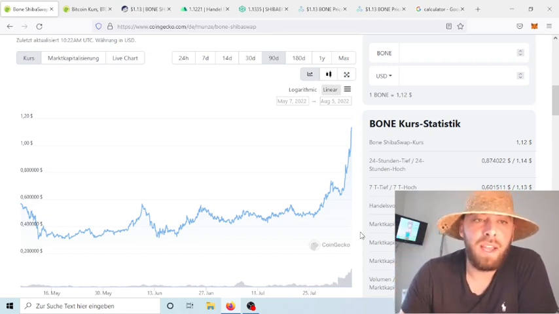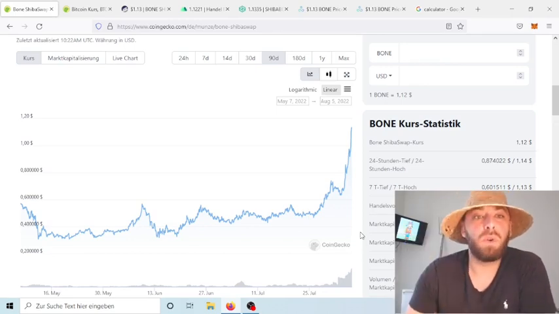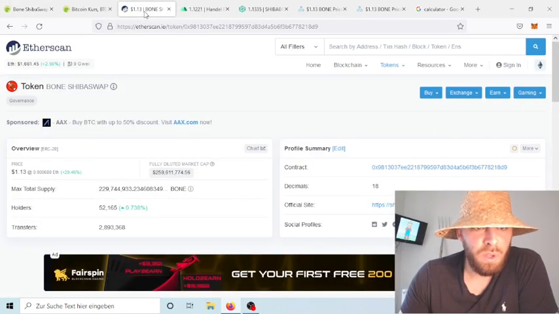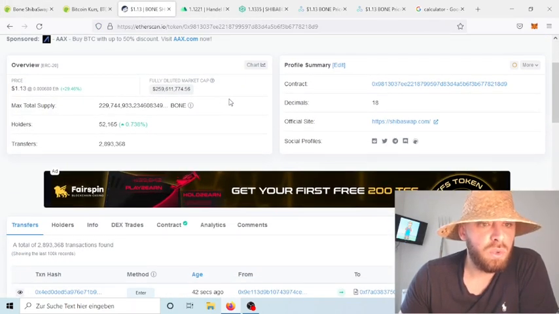Actually, last year we had the same situation. Shiba Inu started the bull run already before Bitcoin went up, and of course got a lot of attention on the market. And from my point of view, this seems now to be the same case for the BONE ShibaSwap token this year. With this, let's shortly switch to Etherscan.